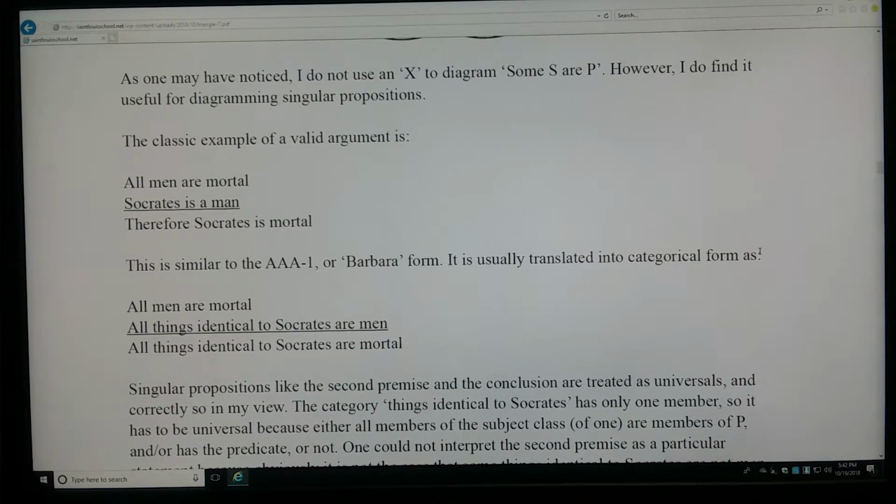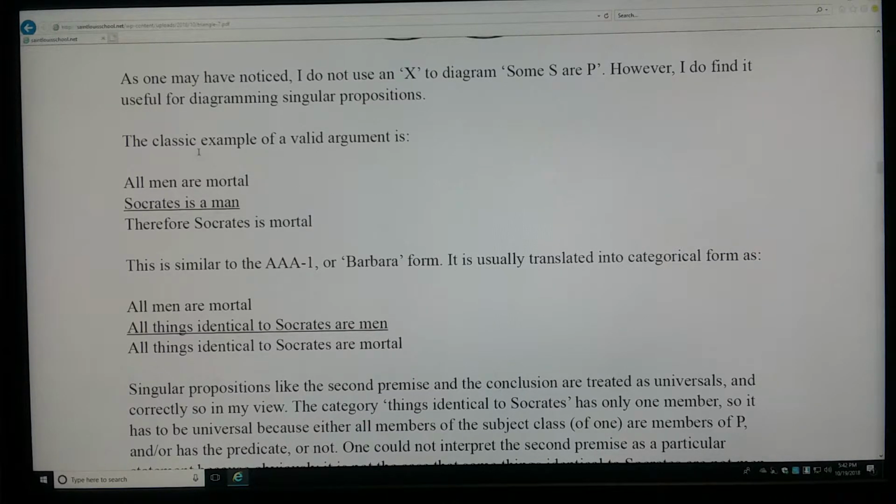All right, now, one thing that you may have noticed is that I don't use an X to diagram some S are P. That is something that is commonly done when using Venn diagrams, to use an X to represent some S are P, and it means at least one. I don't use it in that way. However, I do find the X to be useful for diagramming what are known as singular propositions. And singular propositions are just statements about a particular individual thing that is named.